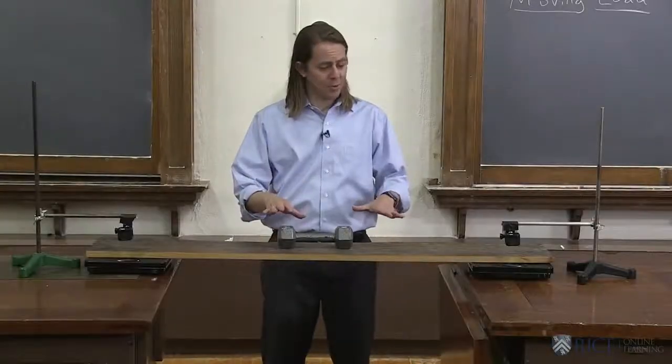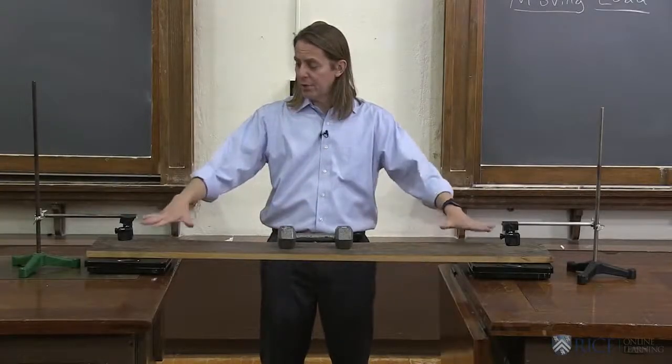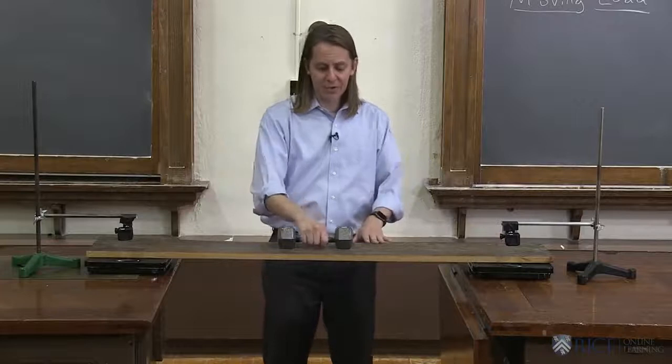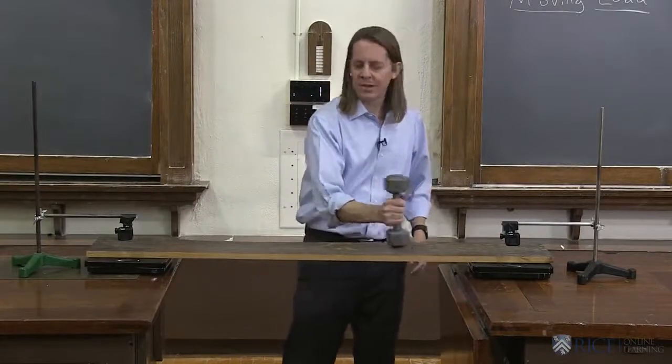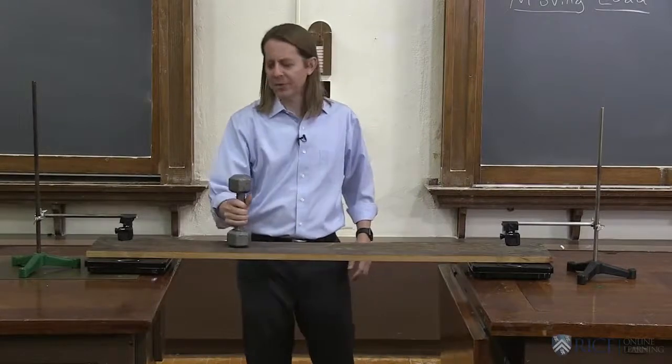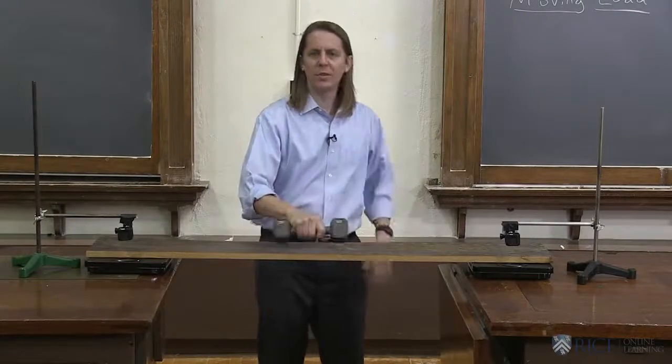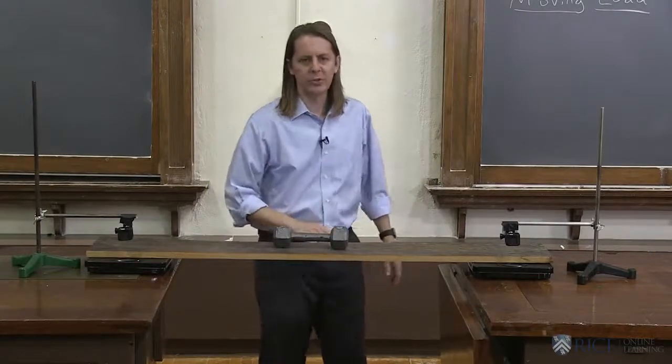Here's a popular statics problem. You have a board on two scales, and you have a mass on the board, and you ask yourself, what do the scales read as you move the mass around? How does the weight get distributed between the two scales?